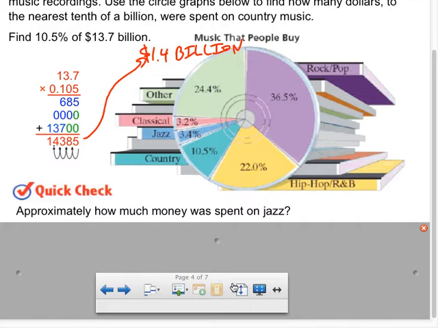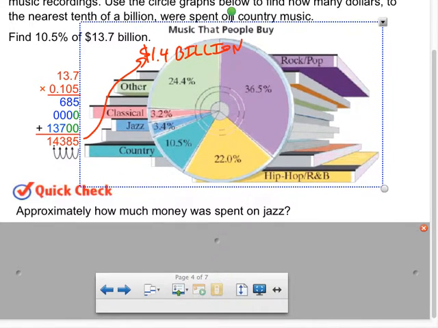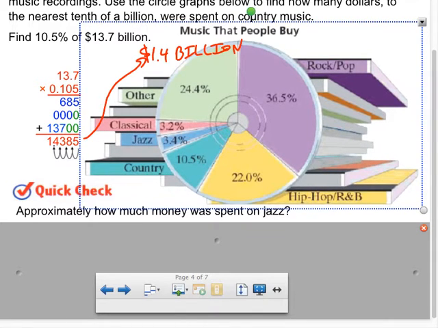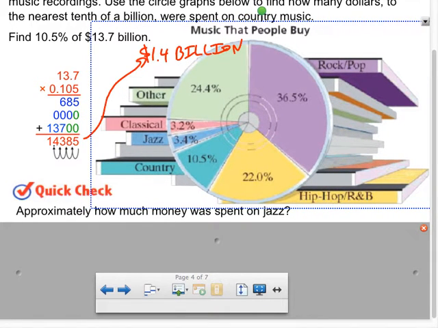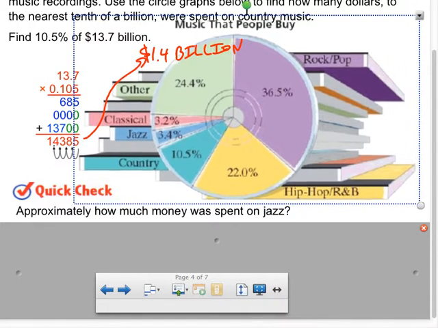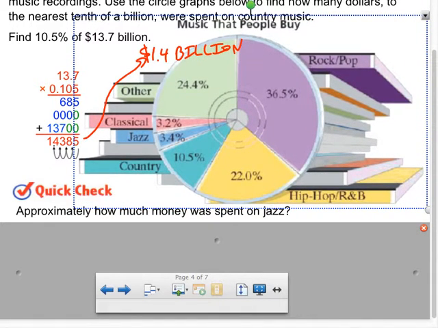Do you have a question? I can't really see it. You can't find jazz? I know it's the dark blue. Is that better? Can you see it now? It's 3 and 4/10%. Got it?